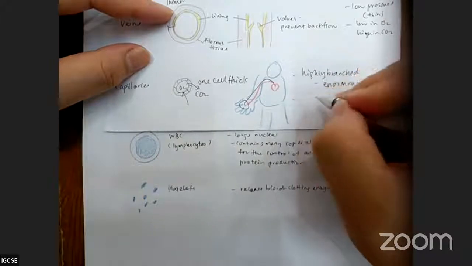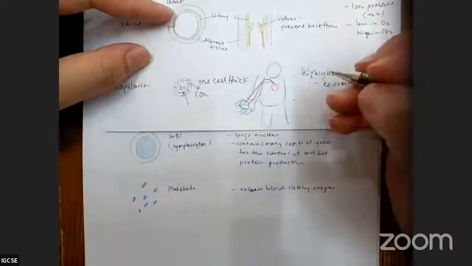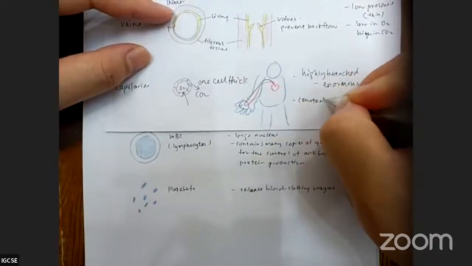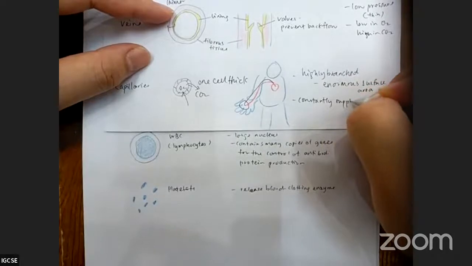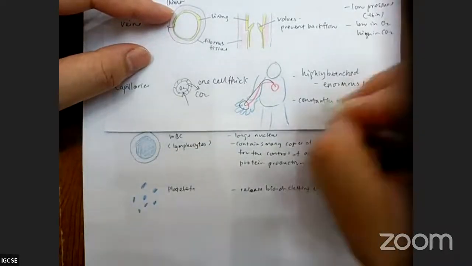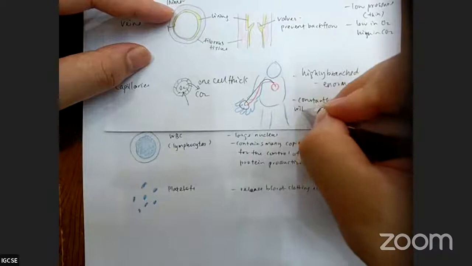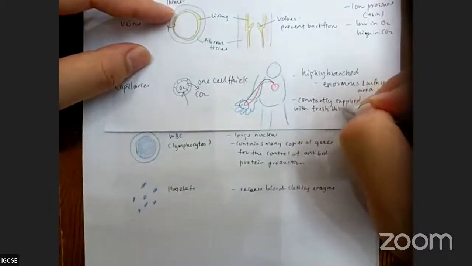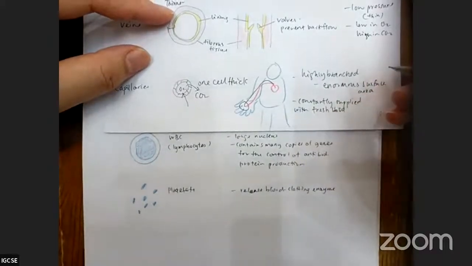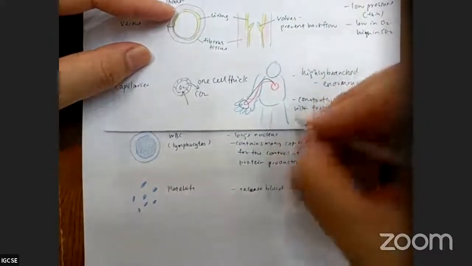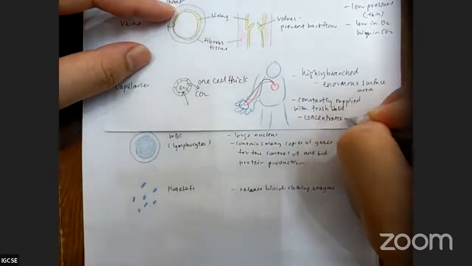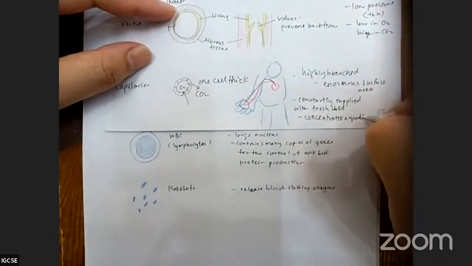And then the next one will be constantly supplied with fresh blood. The purpose of this is to maintain the concentration gradient. Concentration gradient.